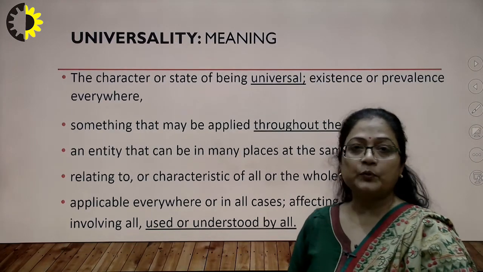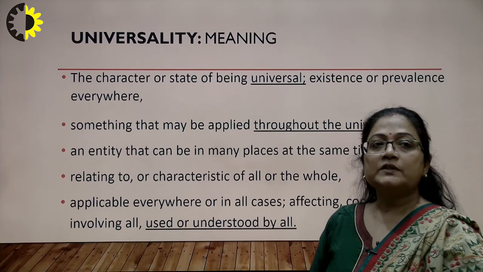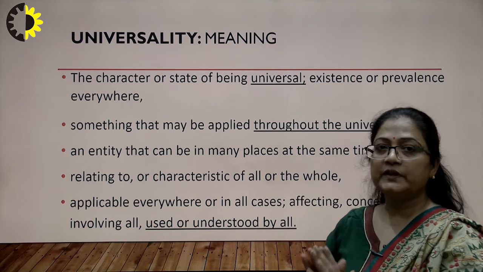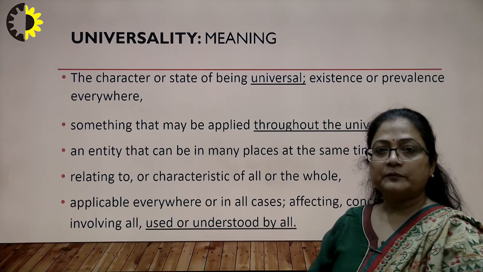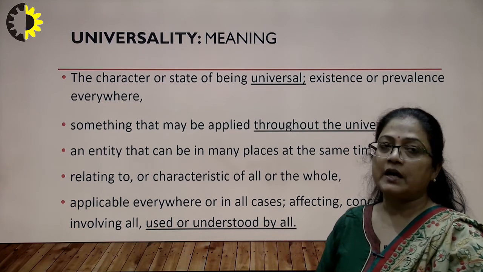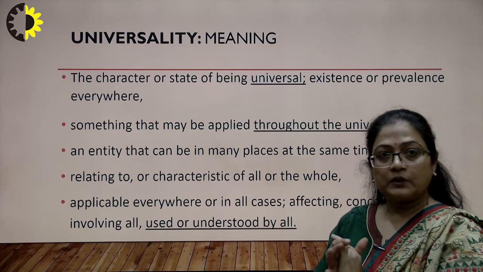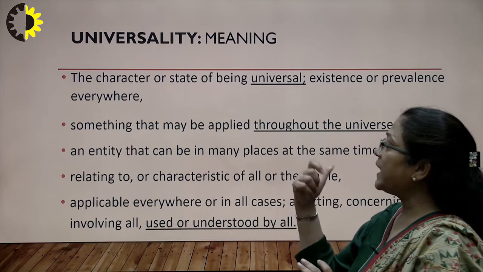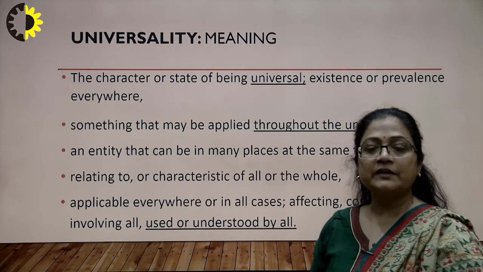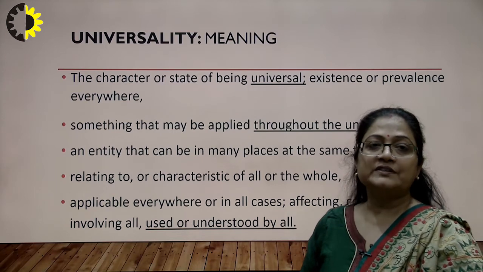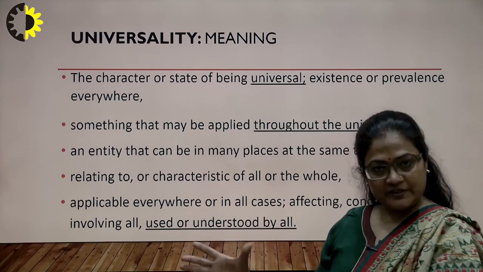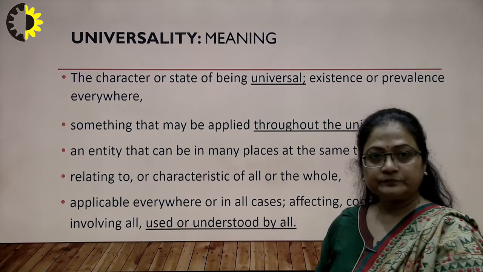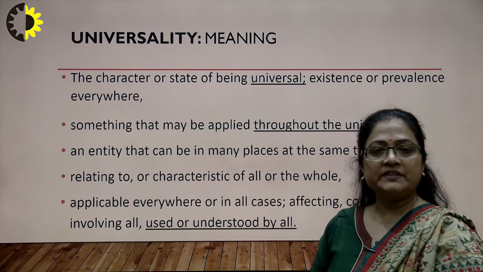And the last approach to understand is universality. Universality means the state of being universal. Universal means everywhere, that is prevalent everywhere, that exists everywhere. So, universality means the quality of being present everywhere, something that may be applied throughout the universe. If we look at the dictionary, we will find different meanings of this word universality: something which is present everywhere, or that may be applied throughout the universe, in every place, every time, with every person.